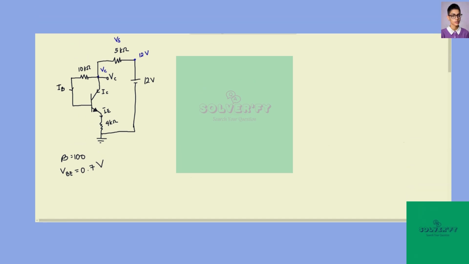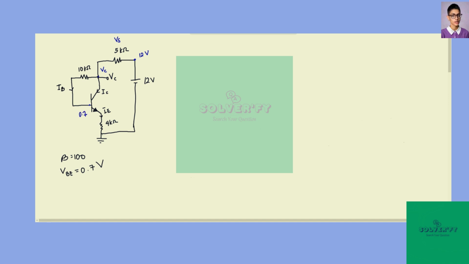In this problem, we are asked to find IB, the current in the base of the transistor, and VC, the voltage at the collector, given this figure, and given the values of beta equals 100 and the base-emitter voltage VBE equals 0.7 volts.